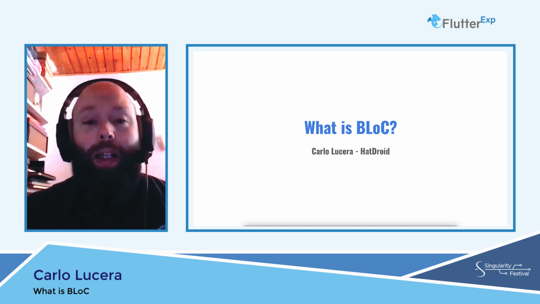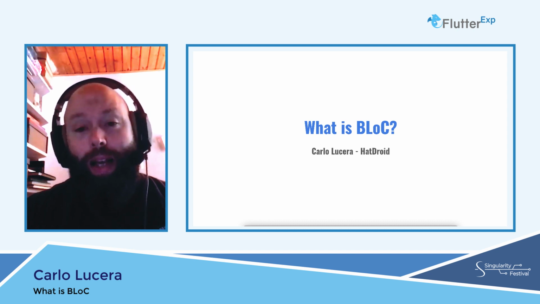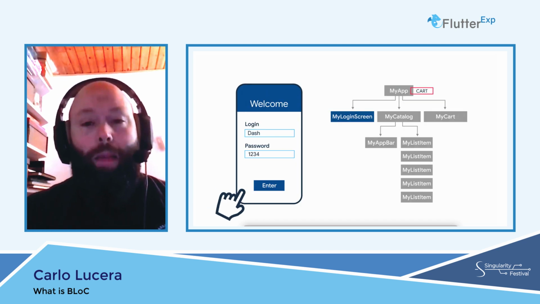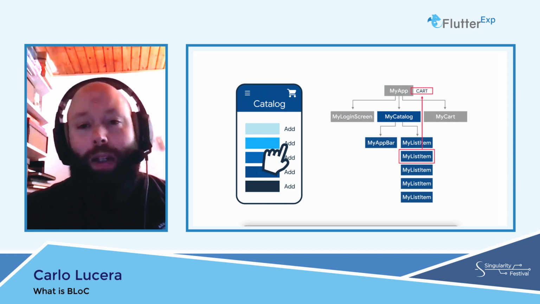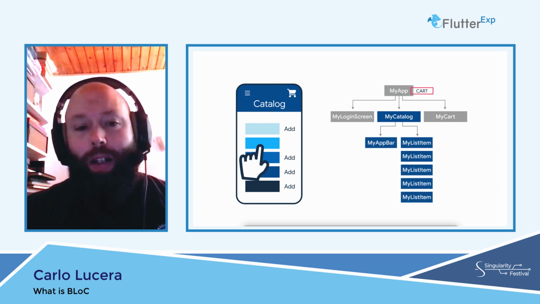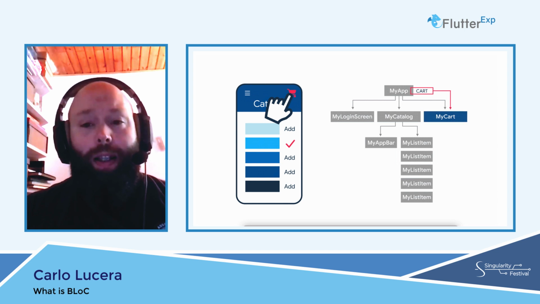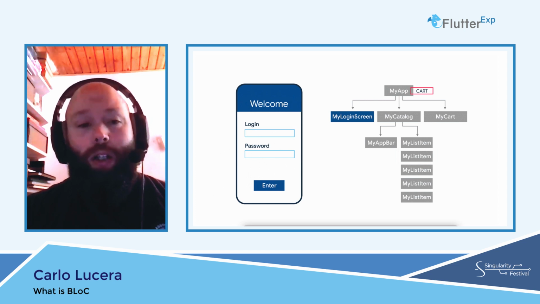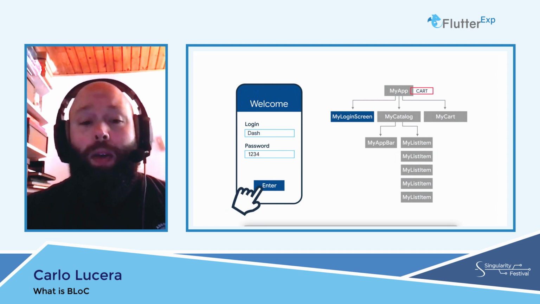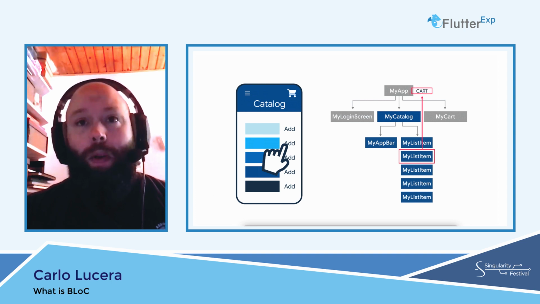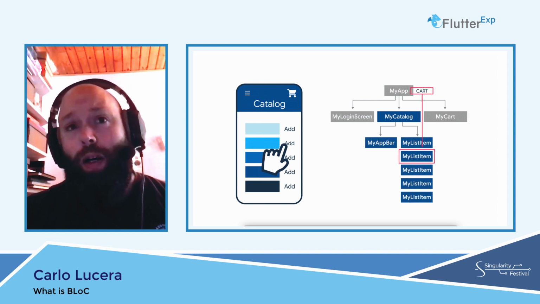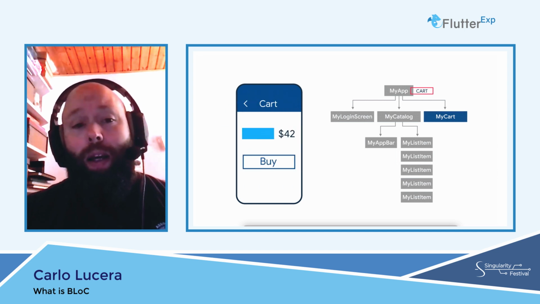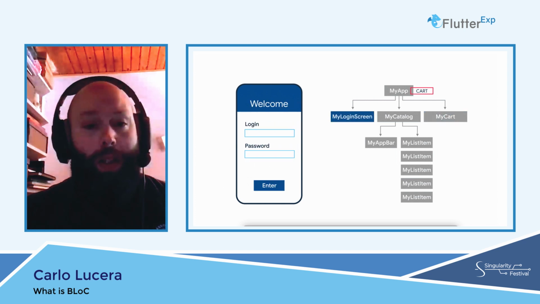What is BloC library? It is a library that lets you handle the state of a Flutter application in a simple way. Before we start talking about BloC library, we need to better understand what the state is in Flutter. In Flutter, the UI reflects the state of our application. This means that when something changes inside our application, the UI will change accordingly. For example, if the state of our user changes, the user is connected or not connected, the UI can be rebuilt based on that new state.